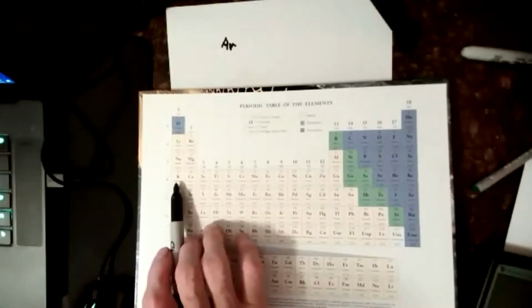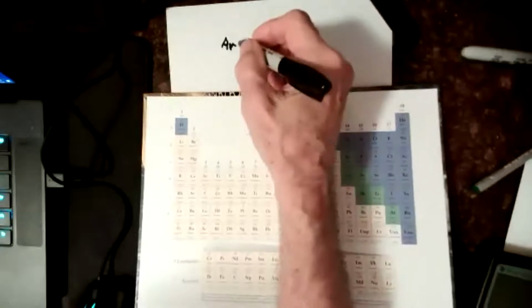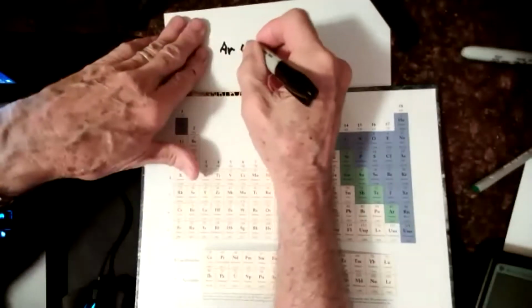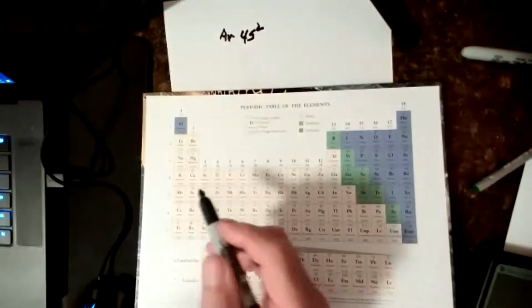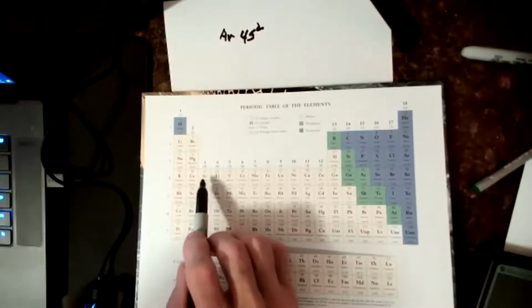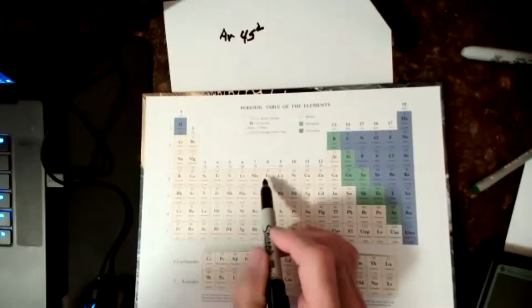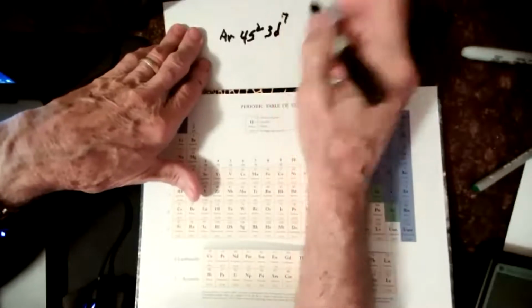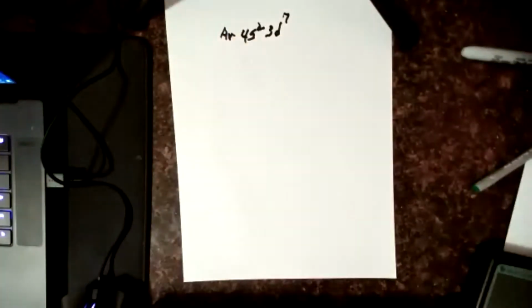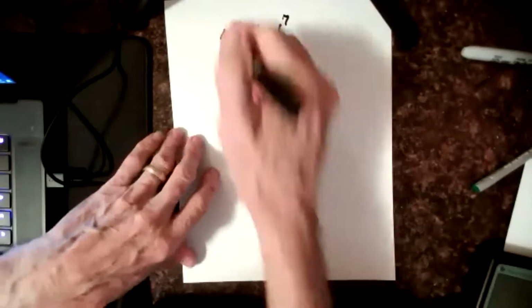And then what do we have after that? We have 4s with 2. And what else have we got? Then we got 1, 2, 3, 4, 5, 6, 7. So it's going to be a 3d 7. So now let's see how many unpaired electrons we have.